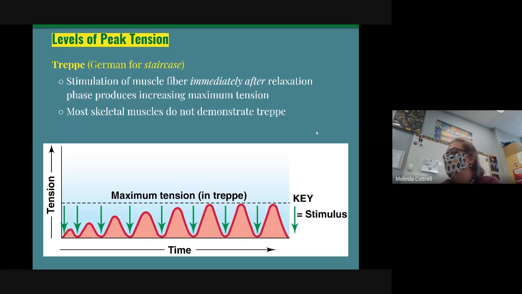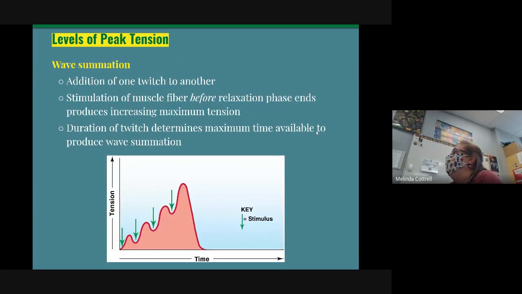Okay, we're going to move on to the next type, which is wave summation. This is the continuous addition of twitches.